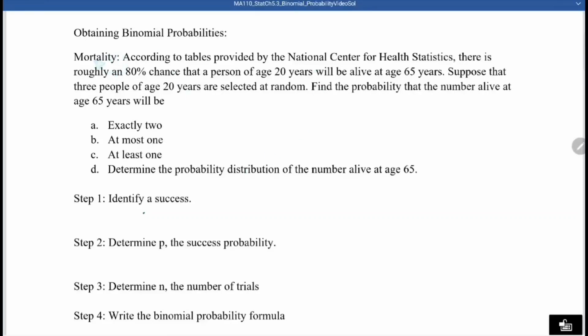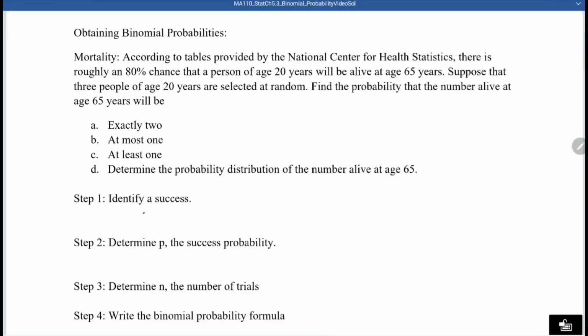It's about mortality, and it says, according to tables provided by the National Center for Health Statistics, there's roughly an 80% chance that a person of age 20 years will be alive at age 65 years. Suppose that 3 people of age 20 years are selected at random. Find the probability that the number alive at age 65 years will be exactly 2, at most 1. These are all the different scenarios or events whose probability we will need to find. So what they are saying is there is an 80% chance.